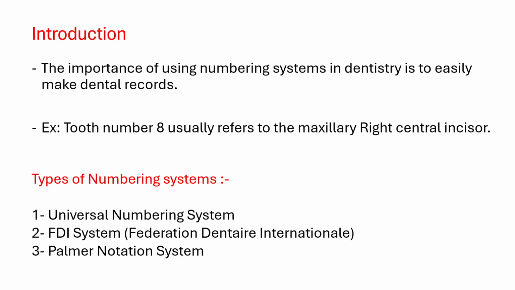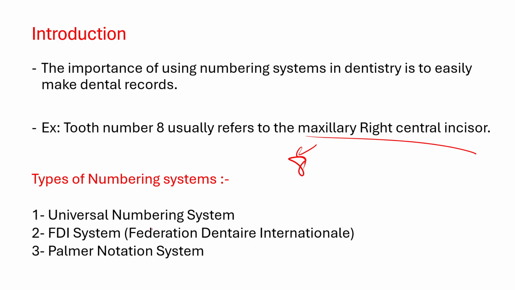So a numbering system is important in dentistry to easily make dental records. It's important for dentists to easily write in their dental records. So for example, instead of just saying maxillary right central incisor, you can just denote that as number 8. It's a lot quicker, a lot easier.